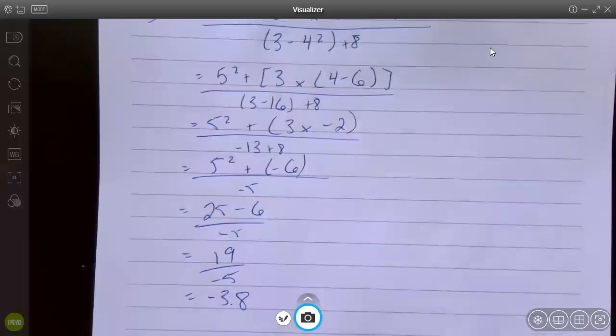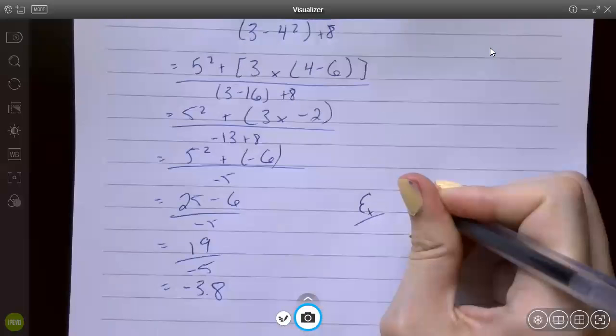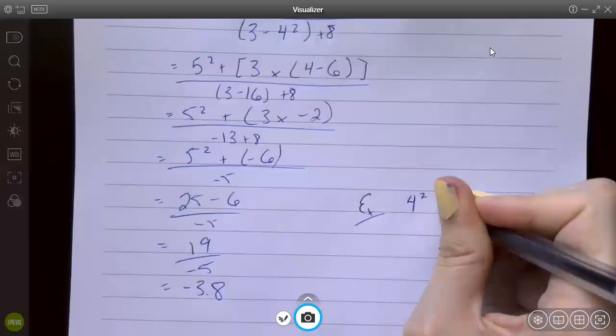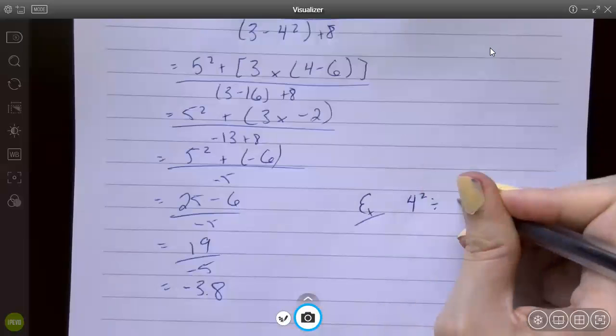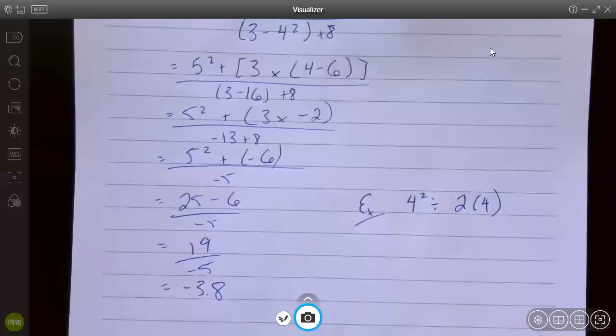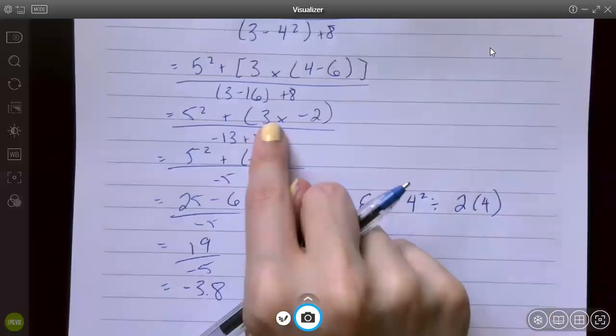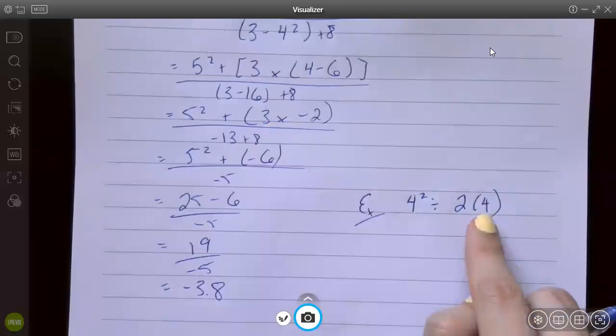The one thing I do want to point out, because it is a bit of a common mistake, is if I had, say, 4 squared divided by 2 times 4. Some people see this and say, oh, there's brackets there. This must be where I start. But in order to start with brackets, there has to be something inside of the brackets to solve, like here, where there's a 4 minus 6 or a 3 times -2. There's nothing inside this brackets to solve. That is just a single number. So this doesn't count as brackets.